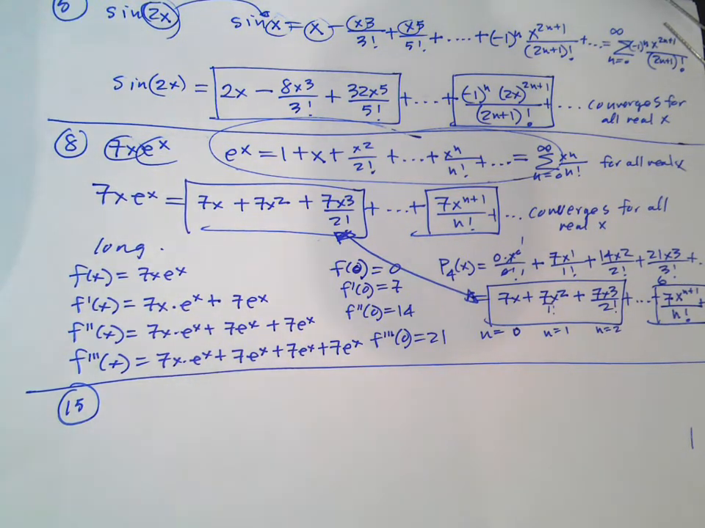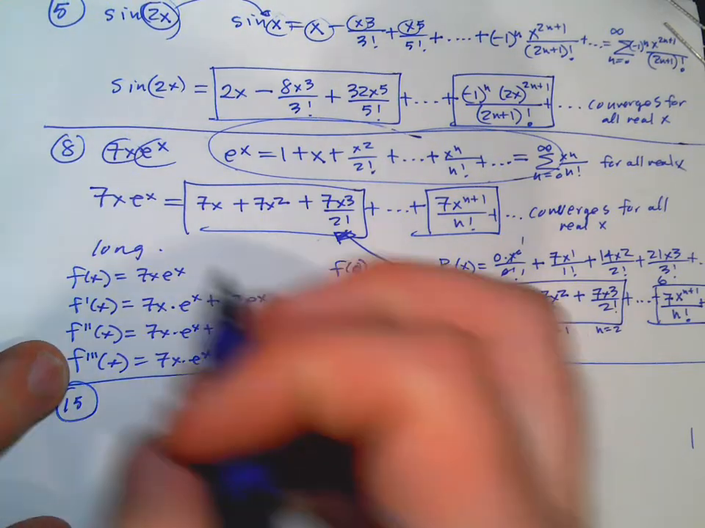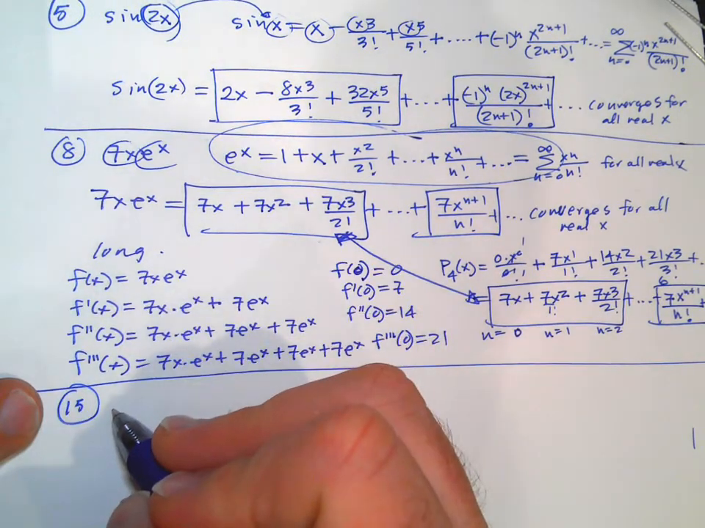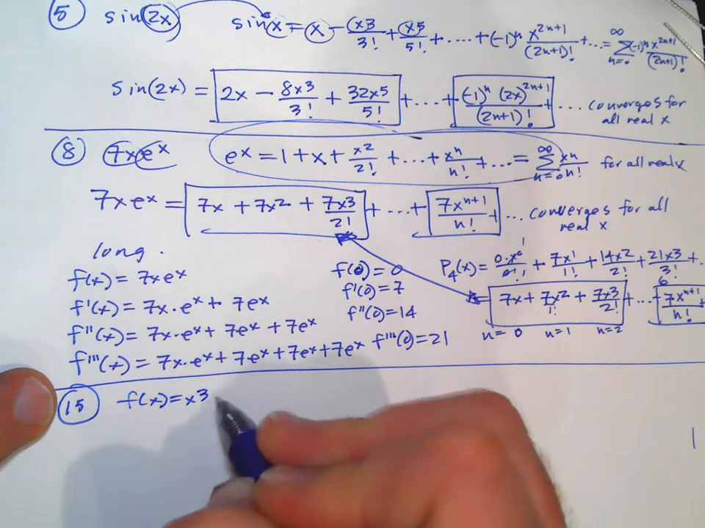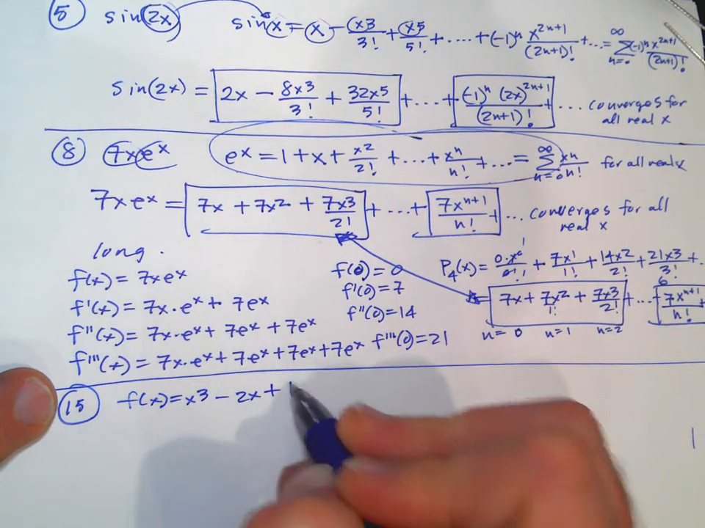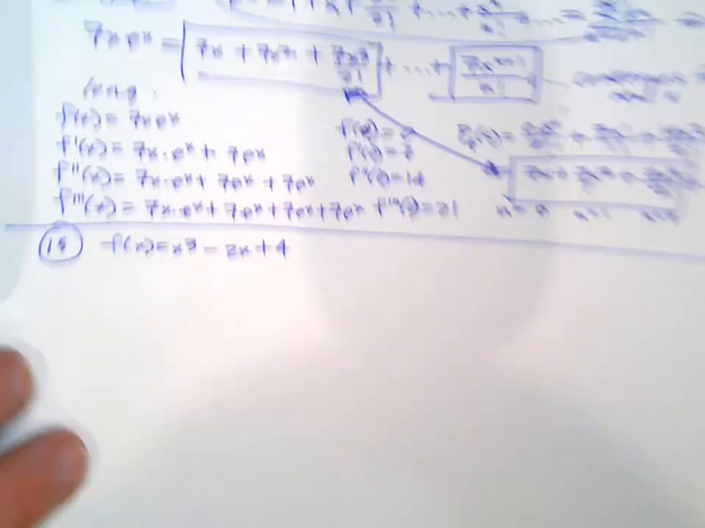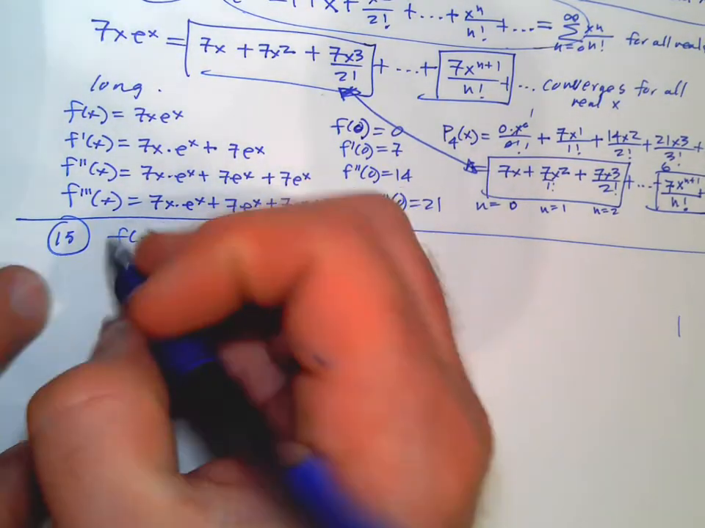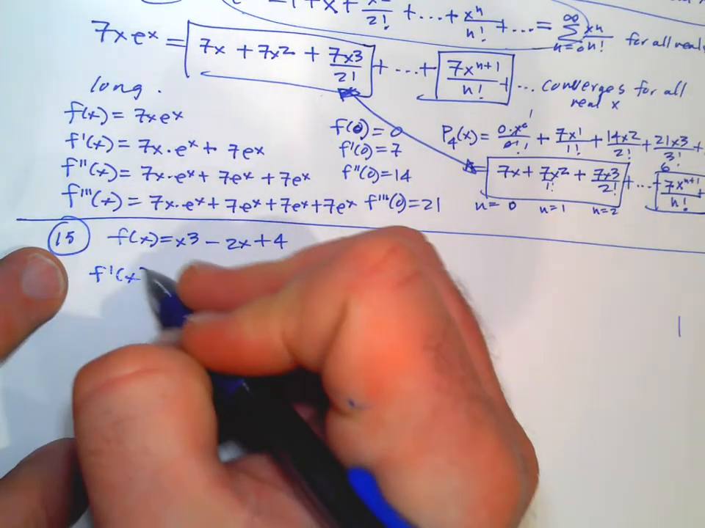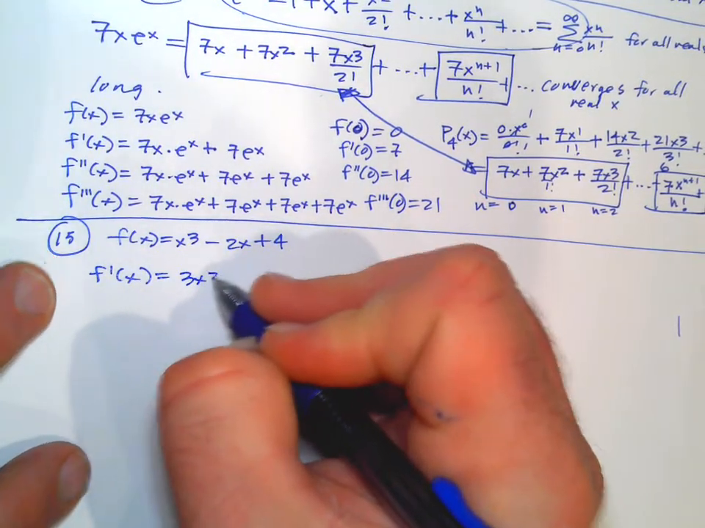Okay, 15 says find the Taylor polynomial of order 3 generated by f. And part A is centered at 0. So the function is f of x equals x cubed minus 2x plus 4. Now this one, we can't do a shortcut. So we got to take the derivative. And the derivatives on this one are a lot easier than the last one.